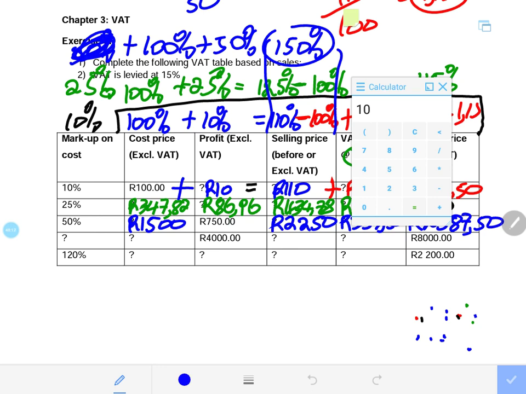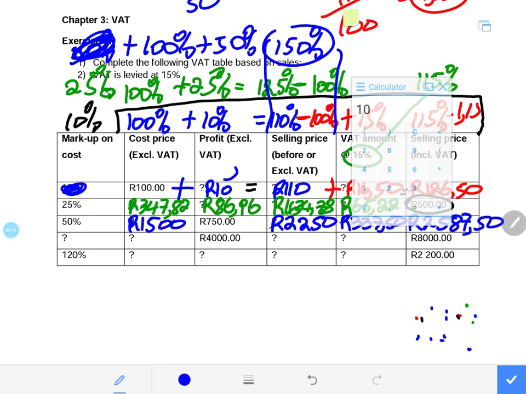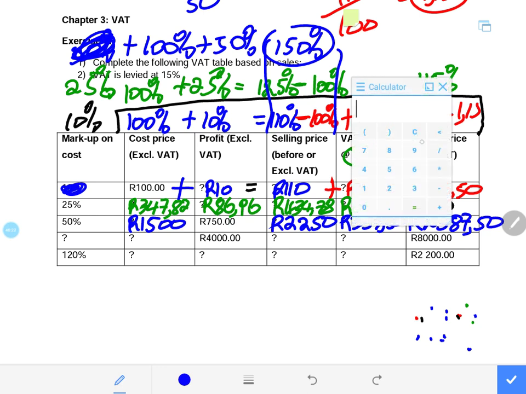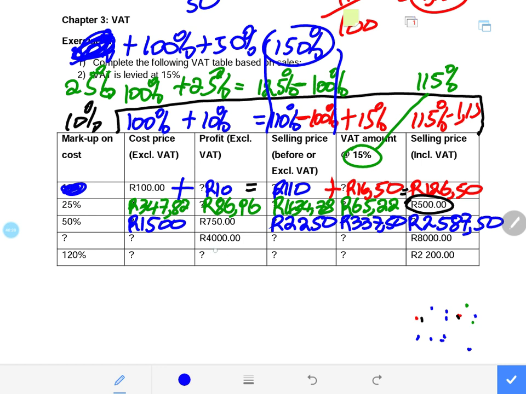So what do we have? We have two figures: the 4,000, which is the profit, and the amount that includes VAT. All other columns are left wandering alone. We have 10% profit, and then the amount that includes VAT. Now let us go there and do our calculations.